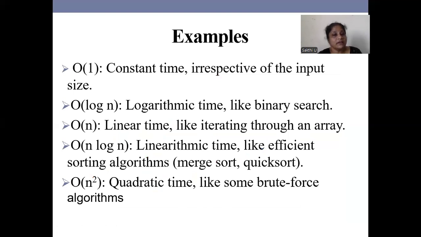Examples: order of 1, irrespective of the input size. Whatever may be the input size, it performs only one operation. And logarithmic time is like binary search. And linear search is order of n, linear time. If n increases, the order of growth increases in n. And n log n, so linear logarithmic time, is for efficient sorting algorithms like merge sort and quick sort. The problem is solved using the divide and conquer approach, which takes only order of n log n time complexity.